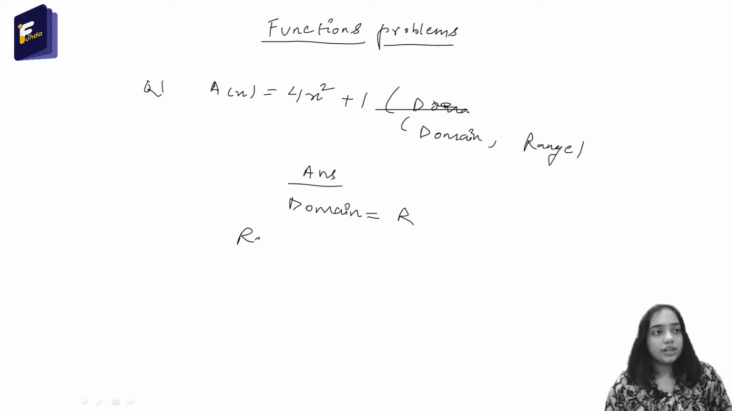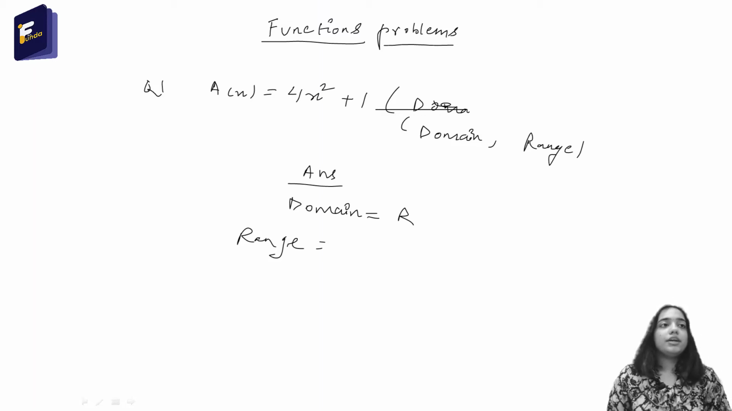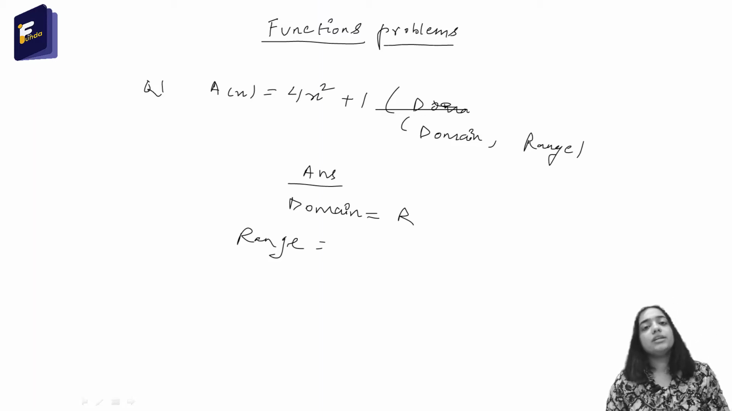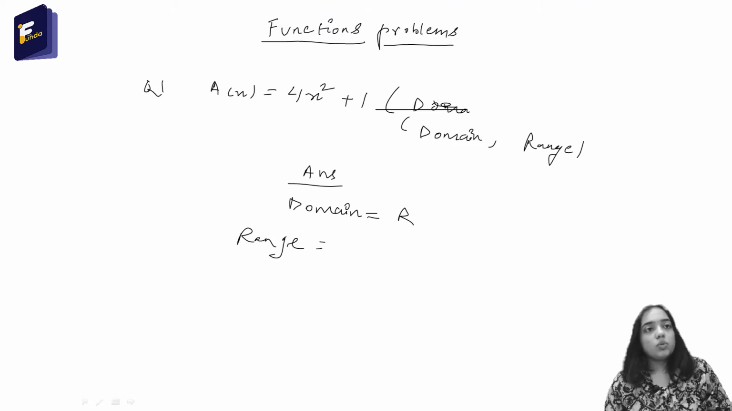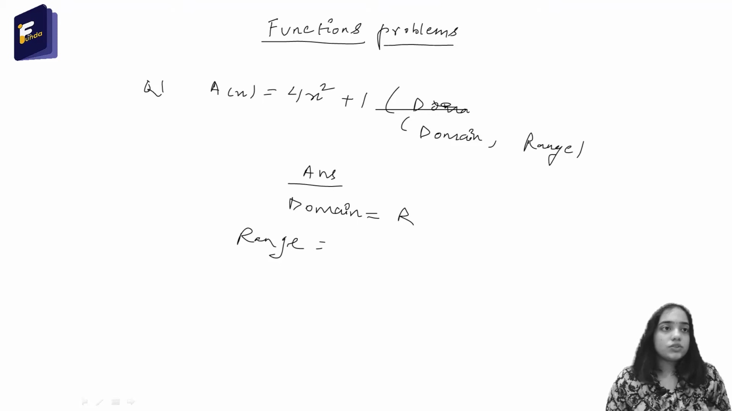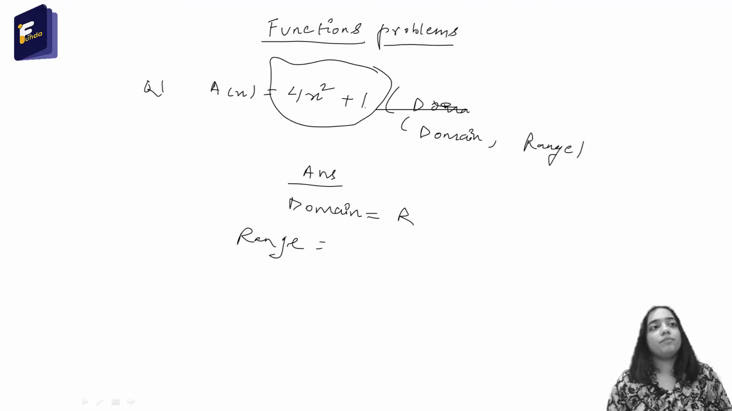So what will be the range? Think about the definition of range. Range is whatever can come out of the function, like the juice coming out of a juicer. So whatever output we can get. For solving this question, think about what is the minimum value of this whole function.